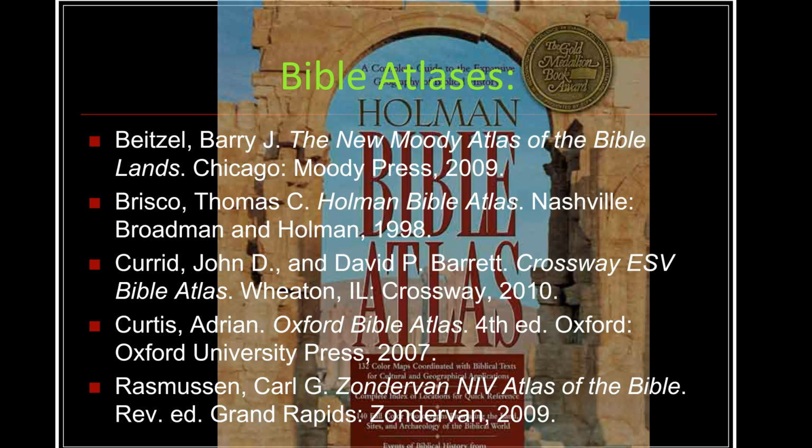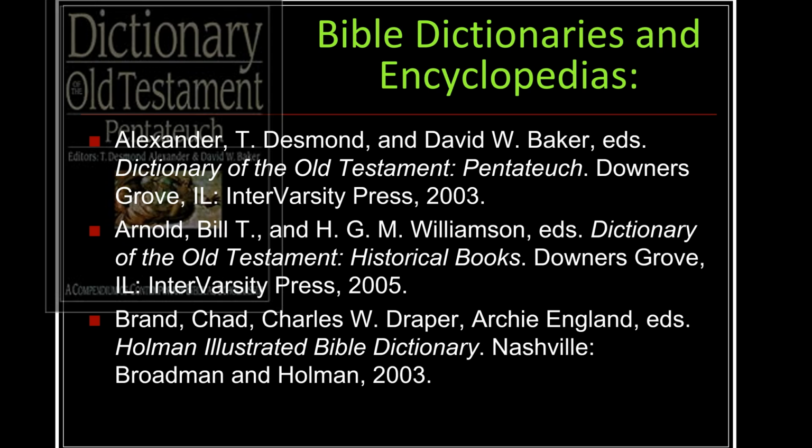Barry Beitzel has the New Moody Atlas. We also have excellent ones from Curtis on the Oxford Bible Atlas and Currid on the Crossway ESV Bible Atlas, a newer one. You also might want to look at Bible dictionaries and encyclopedias. There are multiple of those available, working on specific sections like the Pentateuch or the epistles, but there are also new Bible dictionaries coming out all the time.